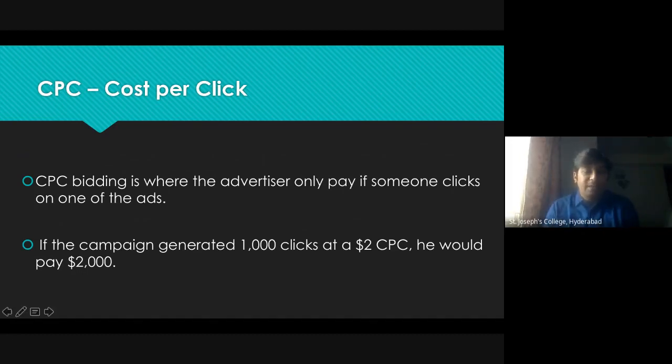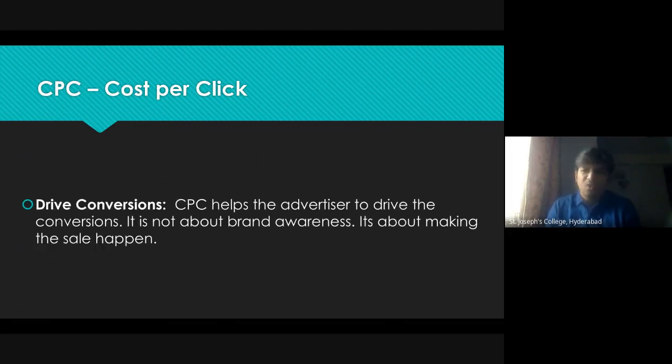So if the campaign generated 1000 clicks at $2 CPC, roughly he has to pay around $2000. So what are the features of CPC? Why should companies, advertisers, go for CPC? The main objective is to drive conversions. You are trying to make sure not only to build brand awareness.